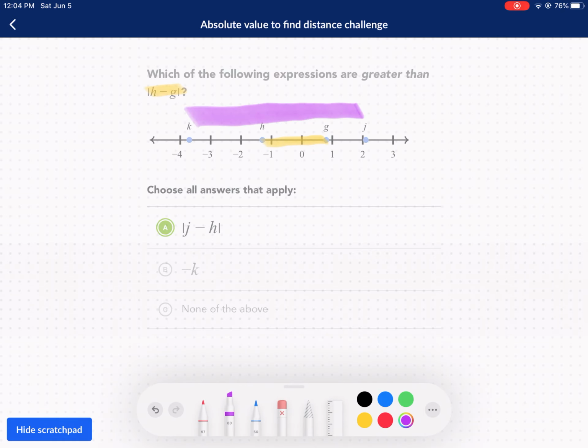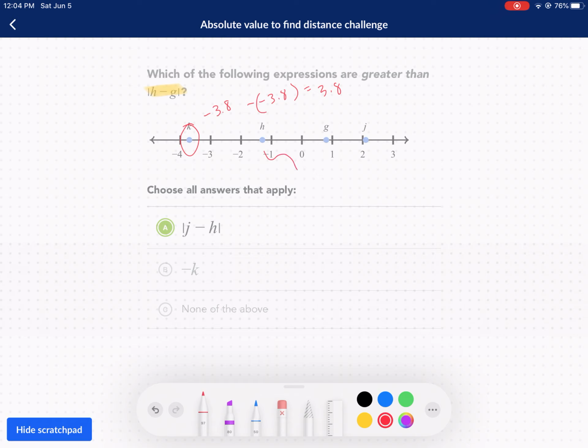Now, we have negative k as an option. So we need to check out negative k. K is at almost negative 4, so we'll call that negative 3.8. So if k is at negative 3.8, negative k is going to be positive 3.8. Is that bigger than h minus g?